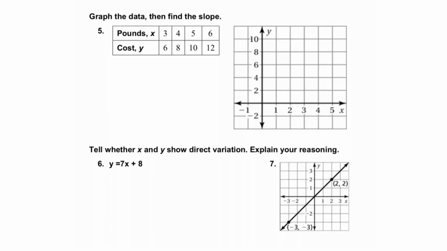For number 5, it says graph the data and then find the slope. So if you print this off, or if you have some graph paper laying around, you could totally graph this data and find the slope. Remember, it's rise over run, or change in y over change in x.